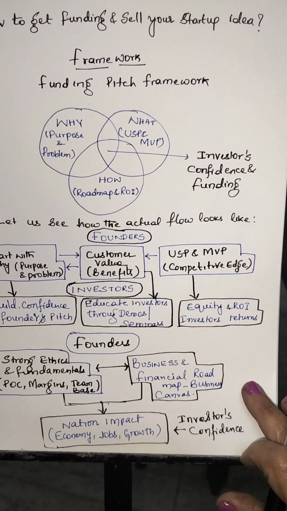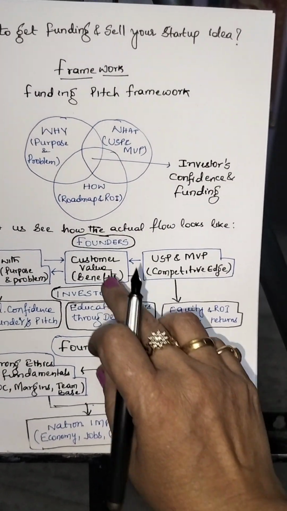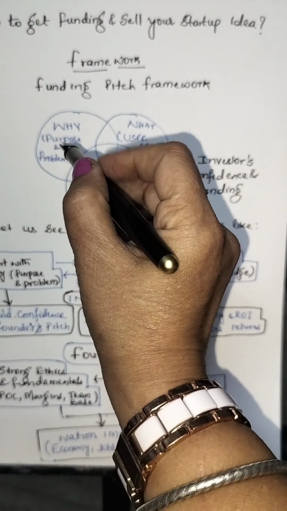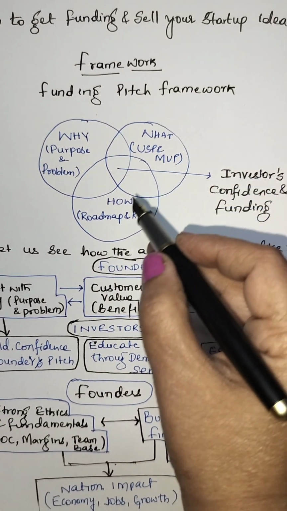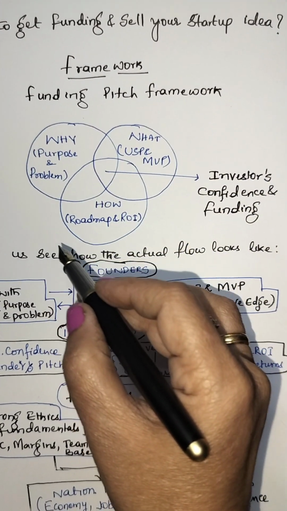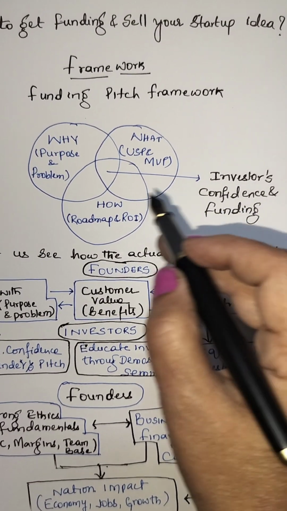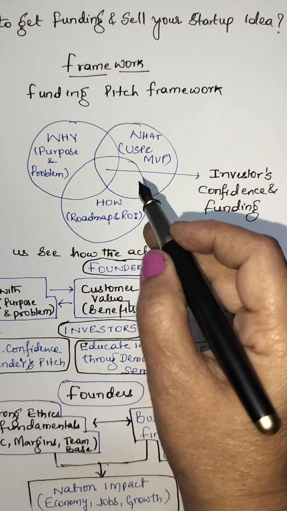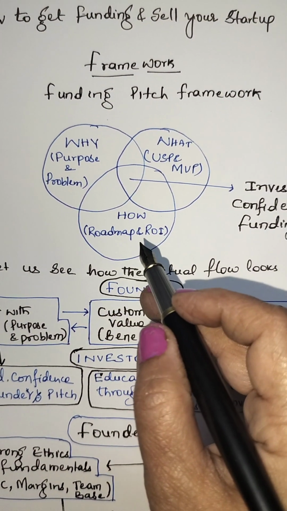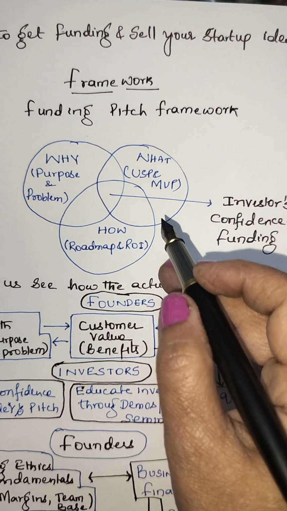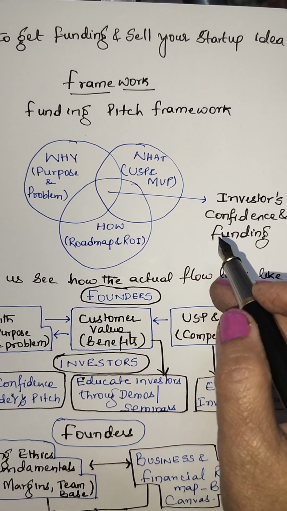The framework is called the funding pitch framework. I named it like that. So what is that? The first is the why, what, and how. When you are clear on these three, you will gain the investors' confidence and funding. Why is the purpose and the problem. What is your USP and MVP. And how is the roadmap and ROI.